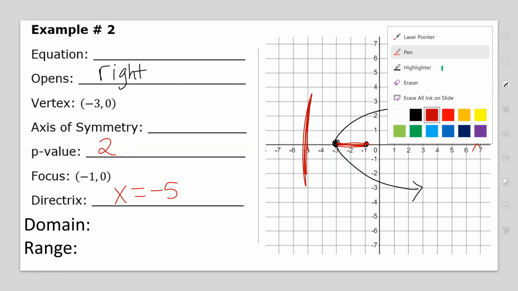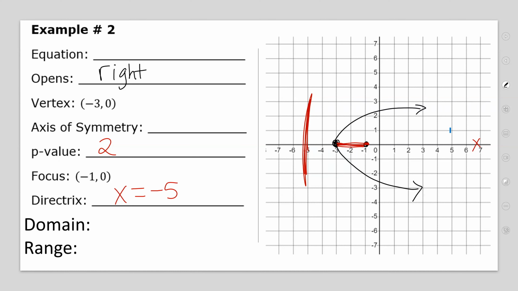All right, next part. Let's do the axis of symmetry. If I split this graph down the middle, that crosses the y-axis where? It's not here. It's not at 2. Where is this at? 0. The axis of symmetry is at y equals 0.